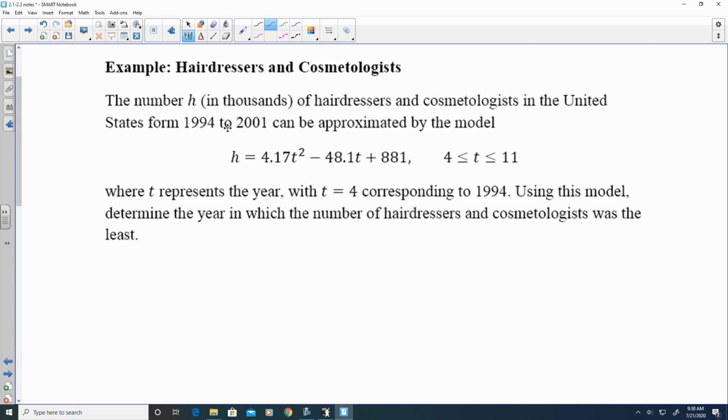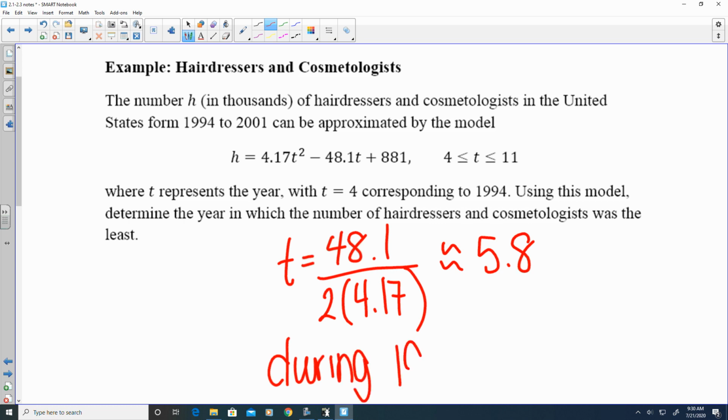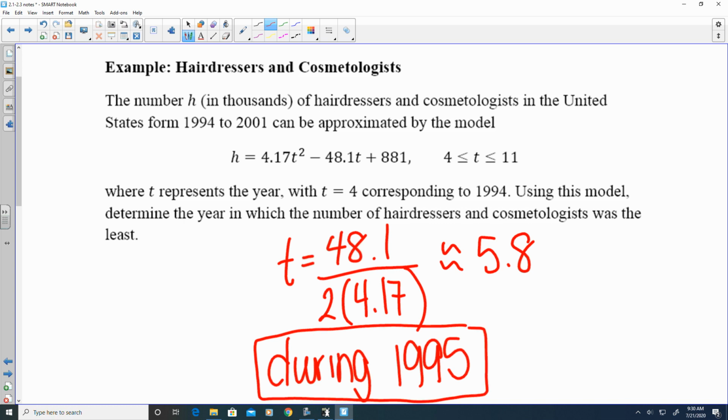So let's remember our trick here. The fastest way to do this, if we're doing it algebraically, is to do that negative b over 2 times a. And that will give us the t value, in this case, since t is our variable, where the max or the min occurs. Since this opens up, it would be a min. So the opposite of b over 2 times a, which happens about 5.8, which means this would be during the year 1995, at some point.